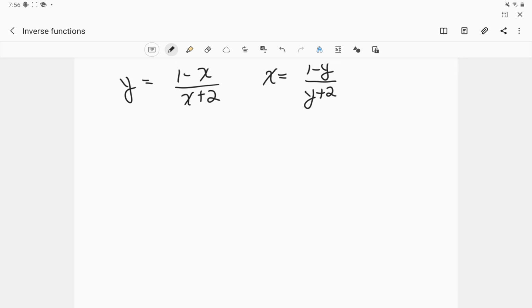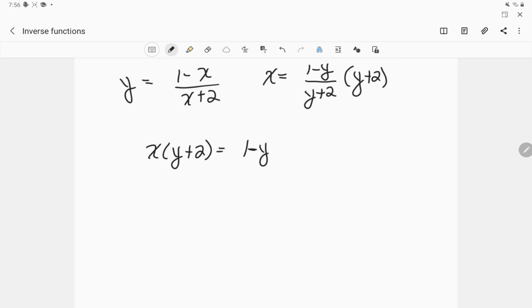So again, just like with the last one, first off, there's a y in a binomial in a denominator. You've got a fraction there. No one wants to deal with that. So we start exactly the way I started the last question, and that is we're going to multiply this side by y plus 2. So we're going to have x times y plus 2 is equal to 1 minus y.